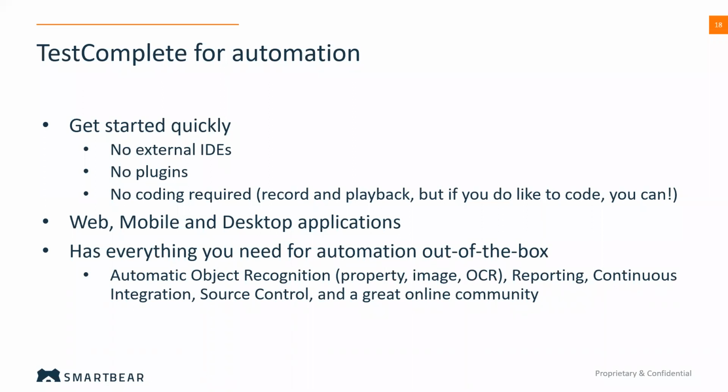And then finally, it has everything you need for automation out of the box. So there's automatic object recognition. When it comes to UI automation itself, the key thing is to be able to actually recognize the objects on the screen using a variety of ways. Our property-based recognition is the standard, the recommended way, but sometimes objects are more complex. So there are other modes of leveraging this aspect as well, through image and through OCR means.